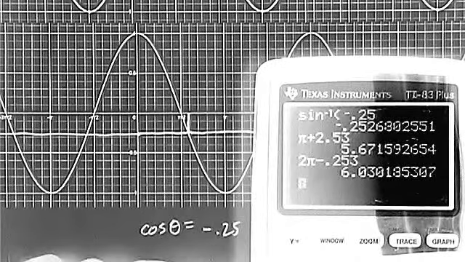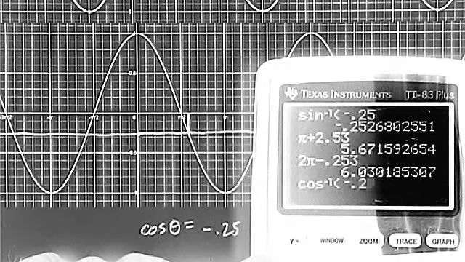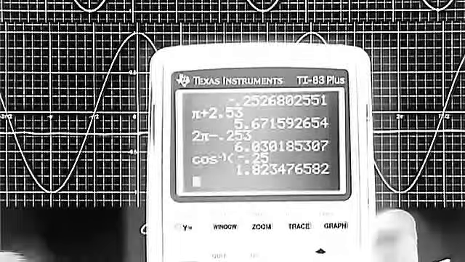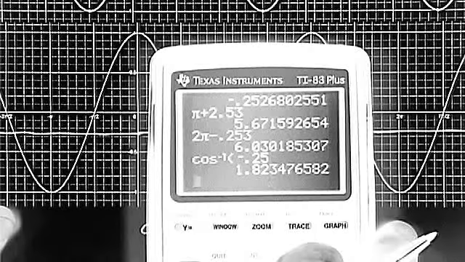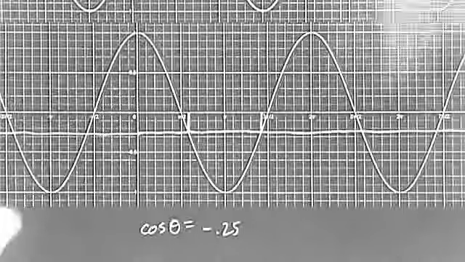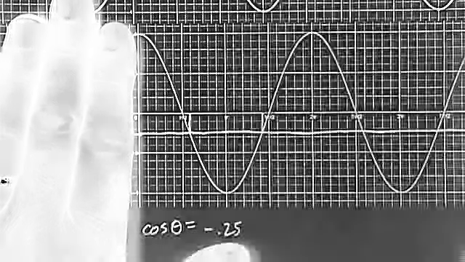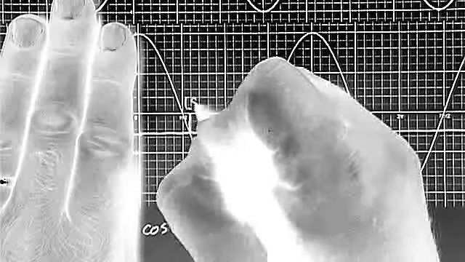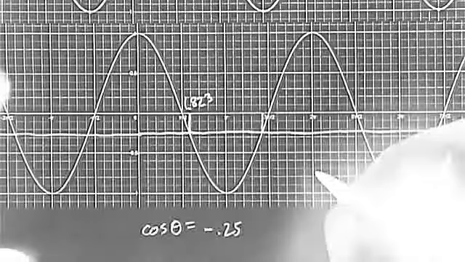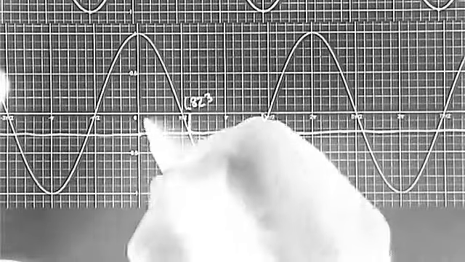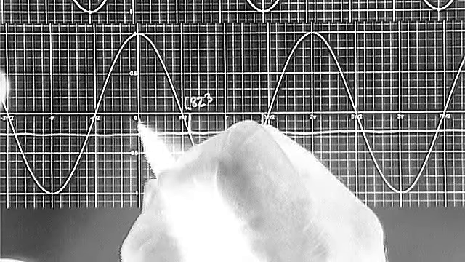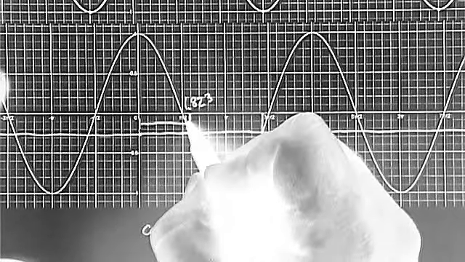So if I invert the cosine of negative 0.25, it gives me 1.823. Well, we know that the inverse cosine has a range between 0 and pi, so it has to be that one right there, 1.823. So that's the distance from here all the way to the solution.